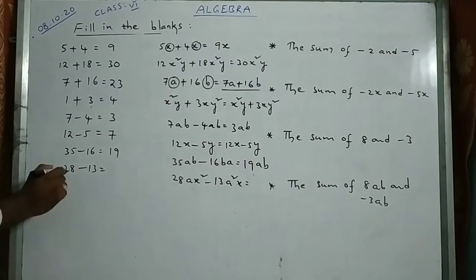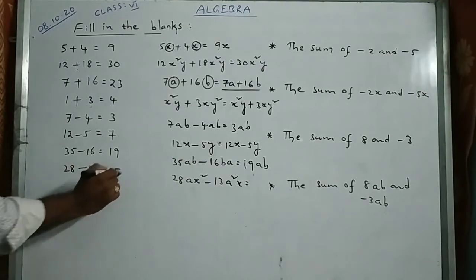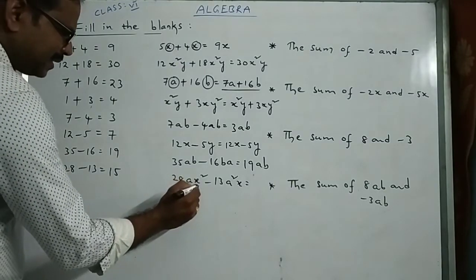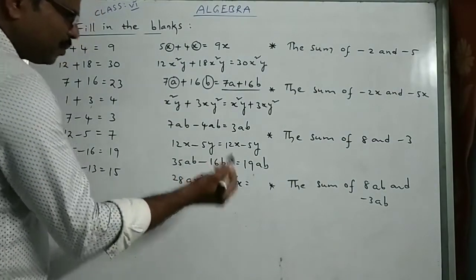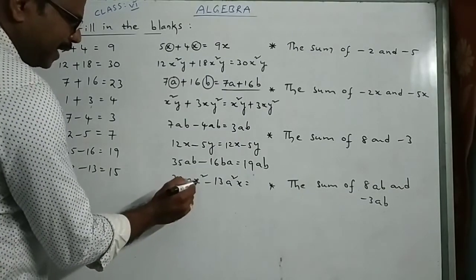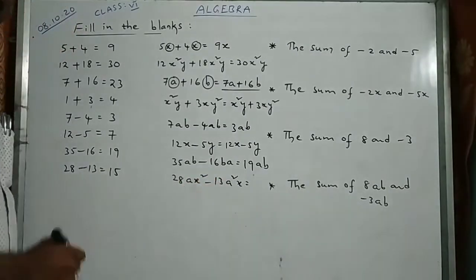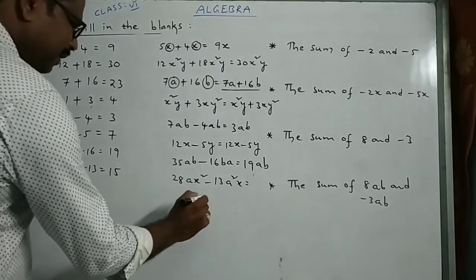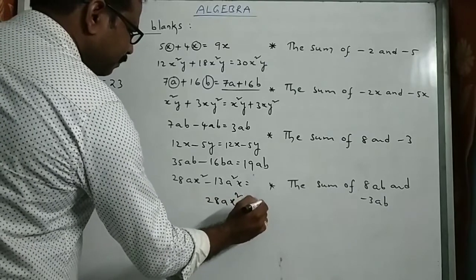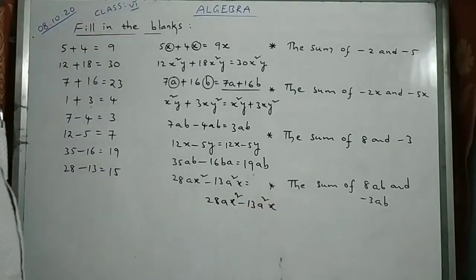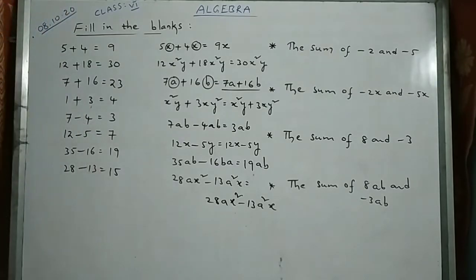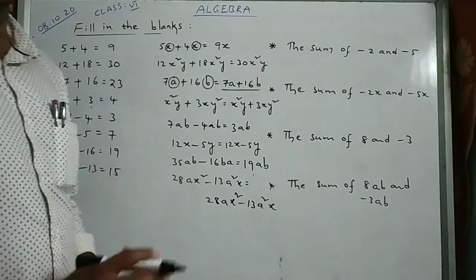Okay. 28 minus 13. 15. Here you see 28ax square, 13a square x. Are they like terms? No. Here the square is for x, here the square is for a. They are not like terms, so that is called the simplified form. We cannot simplify further. So only like terms can be simplified, whether it is added or subtracted, no problem.